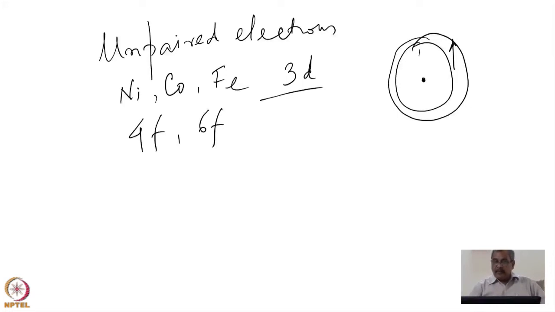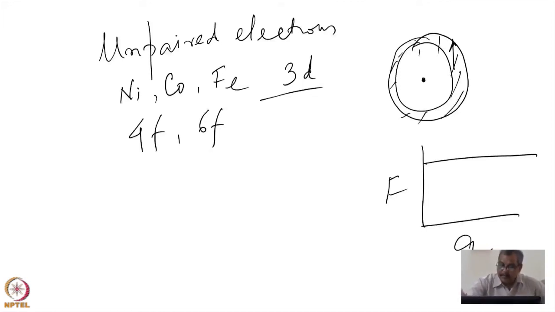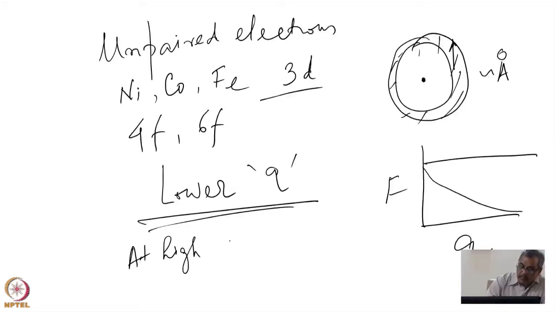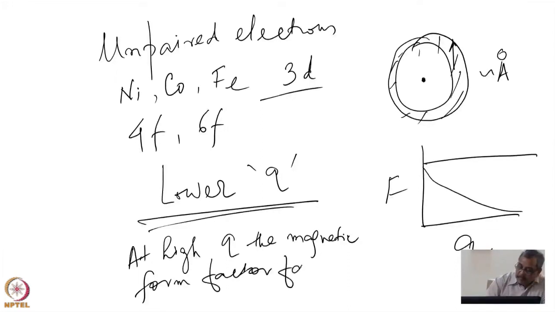So now the delta function's Fourier transform as a function of Q is 1 everywhere, acceptable. But this shell has a finite extent of the order of angstrom, and this falls even faster than the form factor I calculated for X-rays for an atom, because then you consider the whole sphere. Here it's a shell, so it will fall fast. So that's why the magnetic peaks or magnetic contribution goes at lower Qs, because at high Q, the magnetic form factor falls rapidly.